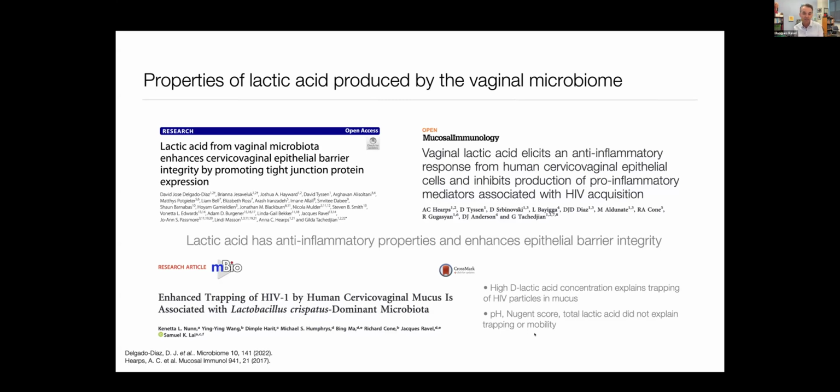In this particular paper, we showed that D-lactic acid was very potent in modifying mucus structure to trap HIV in the mucus. So it made HIV basically immobile in mucus. When lactic acid was not there, HIV was able to penetrate mucus and ultimately potentially reach its target cells.